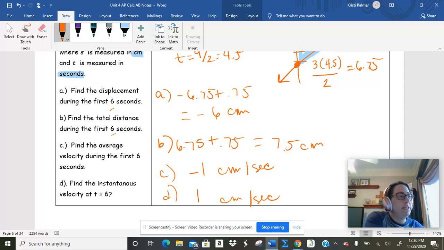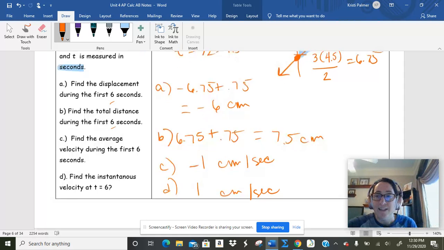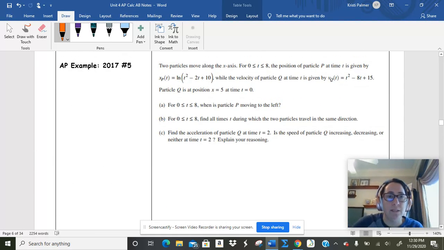Okay, crazy fun now. The AP example. And this one is actually a no calculator.